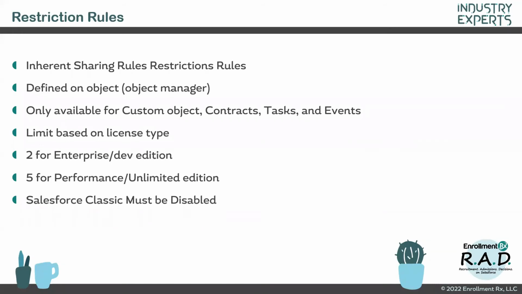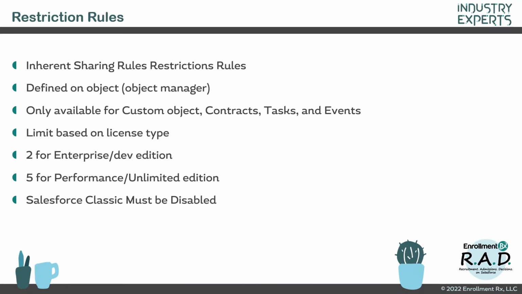There are limitations based on the license type, whether you're Enterprise or Performance, the version of Salesforce you're on. And the big one that was highlighted in the guide by Salesforce is that Salesforce Classic must actually be disabled before enacting these. Most orgs I know still use Salesforce Classic to some degree, so this might be a non sequitur. But I think it is a unique enough feature to at least highlight and make you aware of.